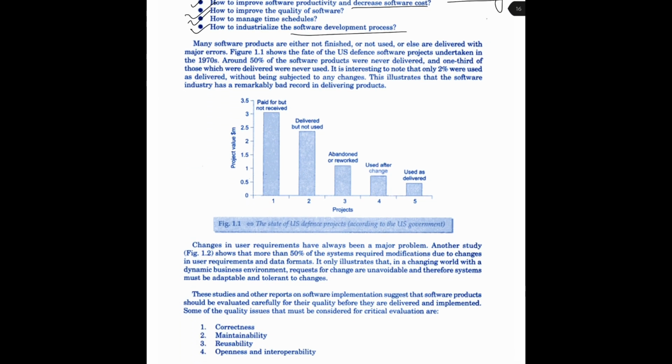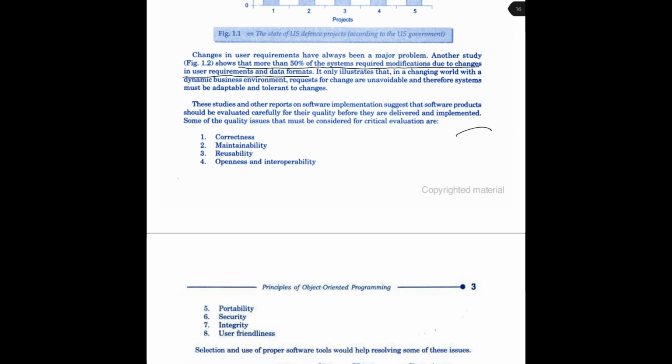There are some reports related to software products that were built using functional oriented programming, and it was reported that more than 50% of the software requirement modifications due to changes in user requirements and data format were not solved. That is why we have to move to object oriented programming, and they have come up with some points we should take care of while designing a system to ensure that we are up to the mark for the quality of the software. So these are some points for the quality issues in software development.